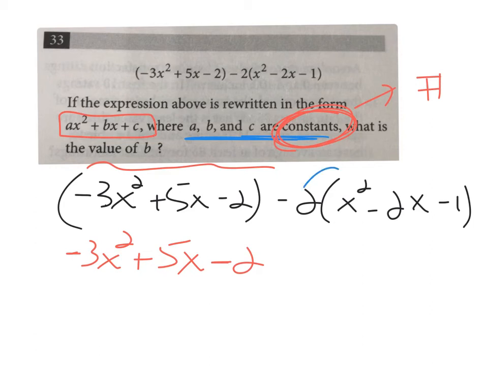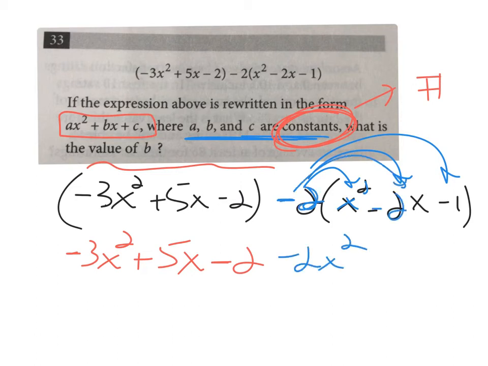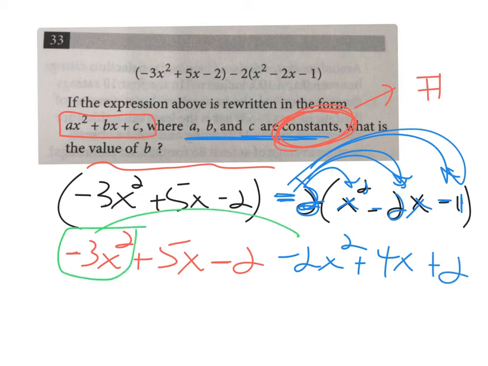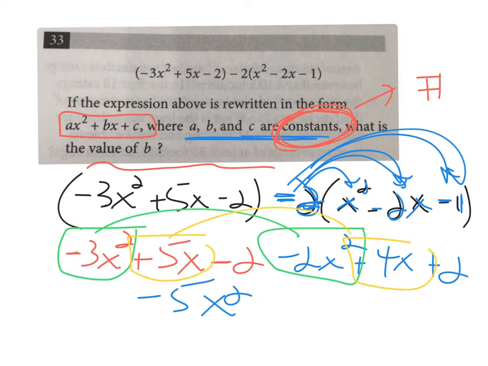Now I'm going to distribute the negative 2 to all three terms. So negative 2 times x squared is negative 2x squared. Negative 2 times negative 2x is a positive 4x. And then negative 2 times negative 1 is positive 2. Now I'm going to put together the like terms. Negative 3x squared and a negative 2x squared gives you a negative 5x squared. Then I have 5x plus 4x, so that gives me a 9x. And then again, the negative 2 and the positive 2 cancel.